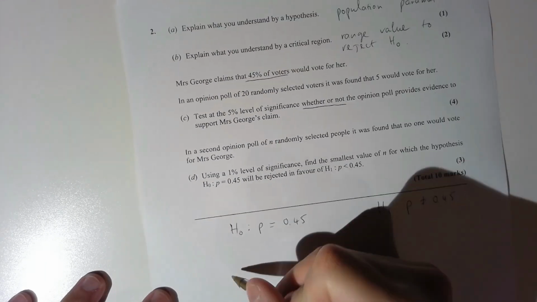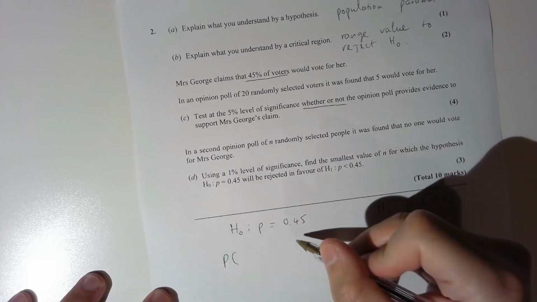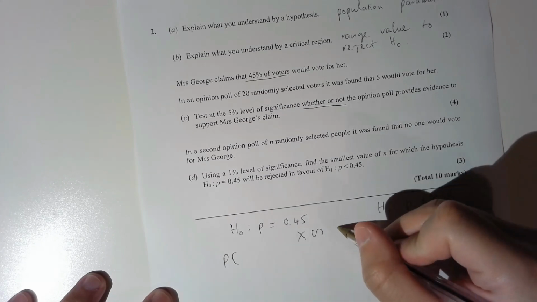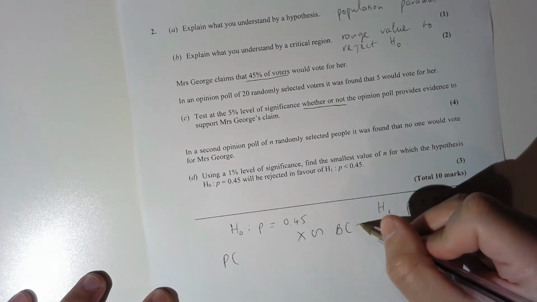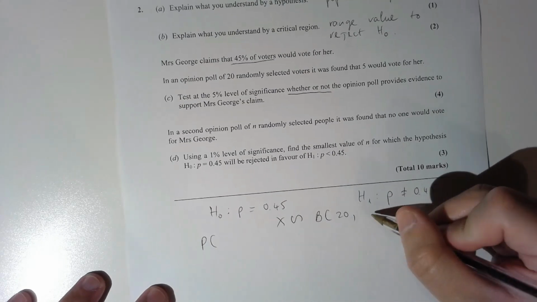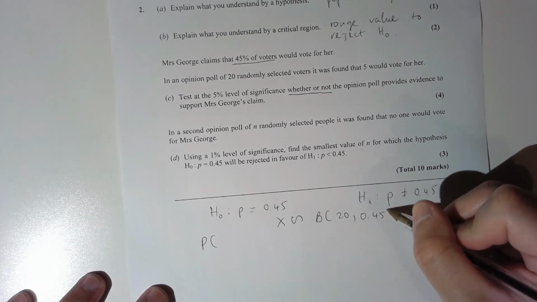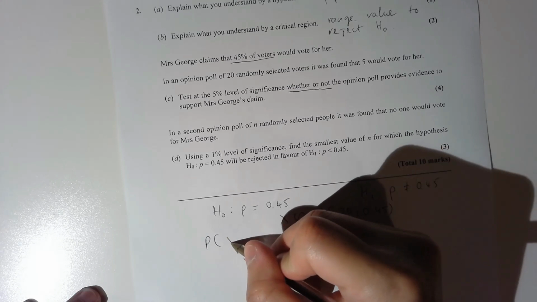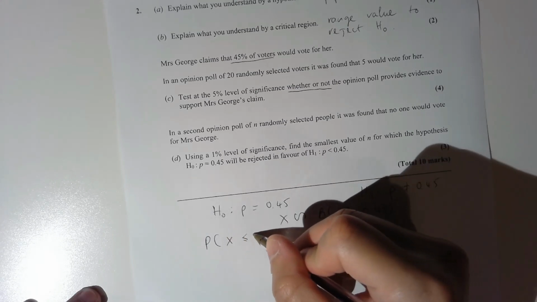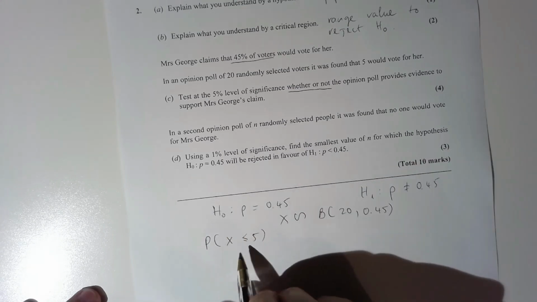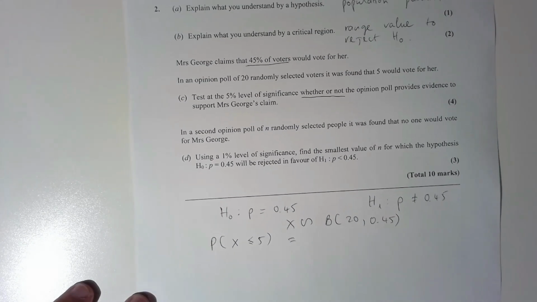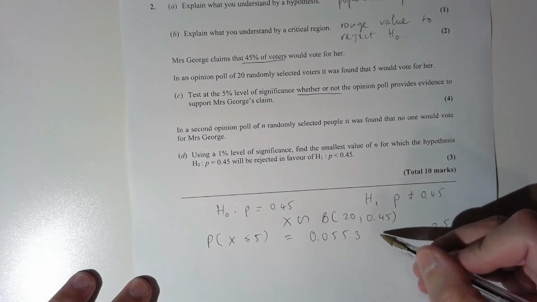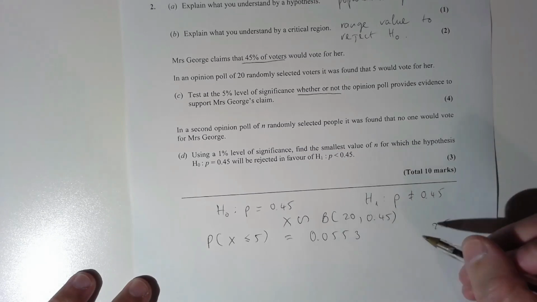So therefore, we're going to start from 5, the probability of, before you do that, X has to belong. X represents the number of voters. So X belongs to a binomial distribution with n equals 20 and the chance of success is 0.45. Now we work out P(X less than or equal to 5). You must have an inclusive sign here, and work it out from there. Now of course that is approximately 5.53%, which is bigger.